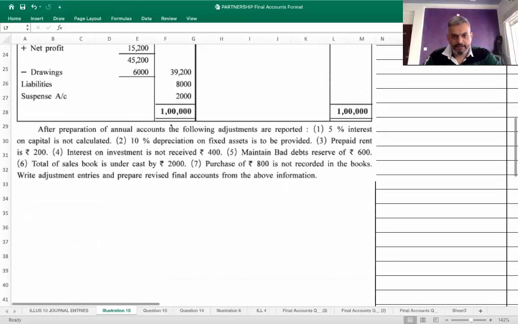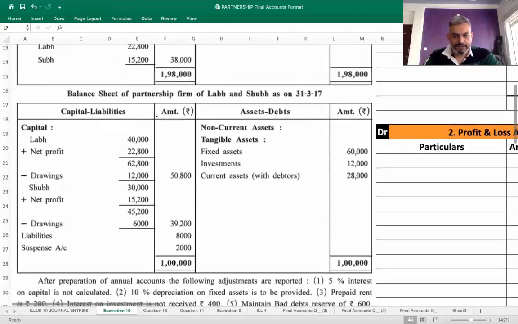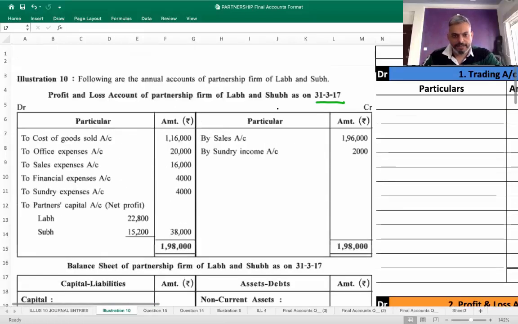Now you can see in the adjustments, the following adjustments are reported. So we will have to make everything again. First, let's see what we have to do in this sum. Write adjustment entries and prepare revised final accounts from the above information. So we have to prepare everything again.